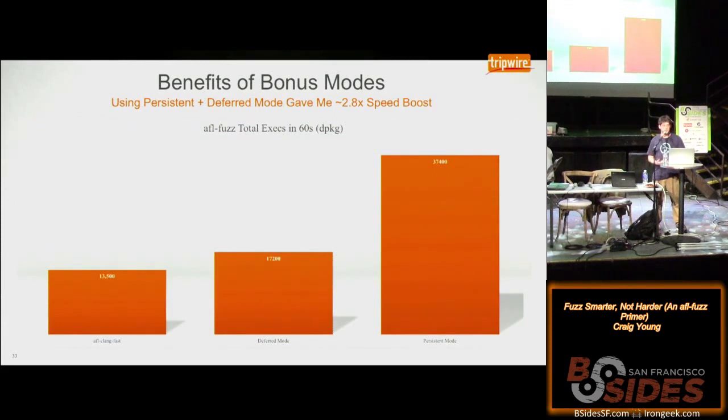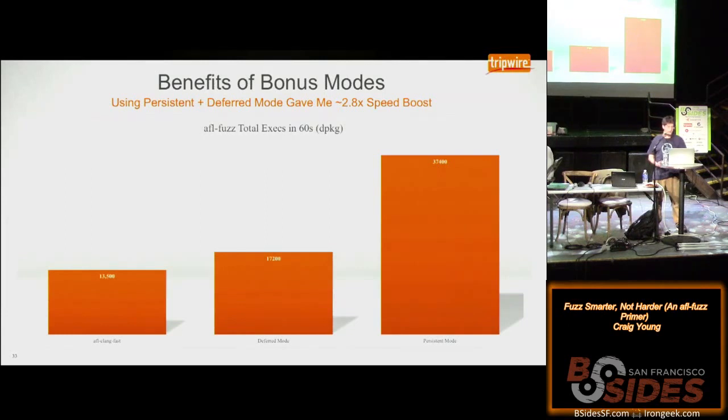this is some testing I did the other day of dpkg. So the first column there, the first bar graph, is indicating how many executions I got over 60 seconds of dpkg, just having it compiled with afl-clang-fast, which is notably faster than when you're running it just compiled with afl-gcc, but I didn't actually collect a figure for that. The middle bar here is showing how many executions I got over 60 seconds when I set it to be working in deferred mode. So pushing the instrumentation to the latest point that I thought was reasonable.